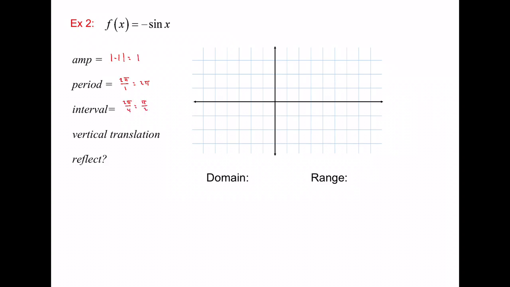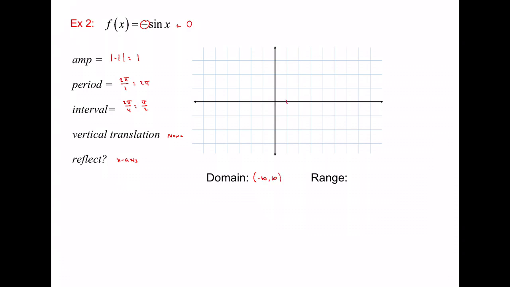Vertical translation, there should be something that is being added, and there's not. So this one, there is no vertical translation. It's not being shifted up or down. But there is that reflection. There's that negative. So yes, it is reflecting over the x-axis. And that's really the only thing that's going on that's different from the original. Like I said, we're always going to know what our domain is. You can plug in any value.